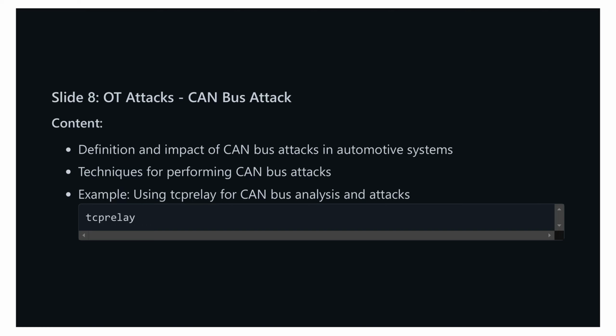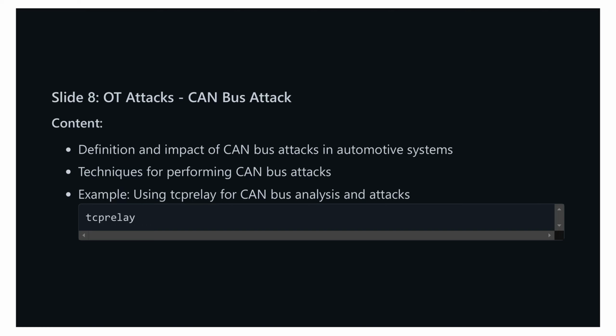Next, we will explore the techniques used to perform CAN bus attacks. These include message injection, message alteration, and denial of service (DOS) on the CAN bus. Understanding these techniques allows us to better protect against such attacks. Finally, we provide a practical example using a tool called TCP Relay to perform CAN bus analysis and attacks. TCP Relay can be used to manipulate and analyze CAN traffic, allowing us to understand and evaluate potential vulnerabilities in the system.